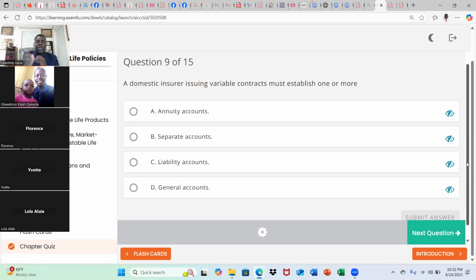A domestic insurer issuing variable contracts. So what's the answer? B. Correct. Separate accounts, because there are going to be many clients who have variable contracts, and they're going to have to put their monies in their own separate accounts.